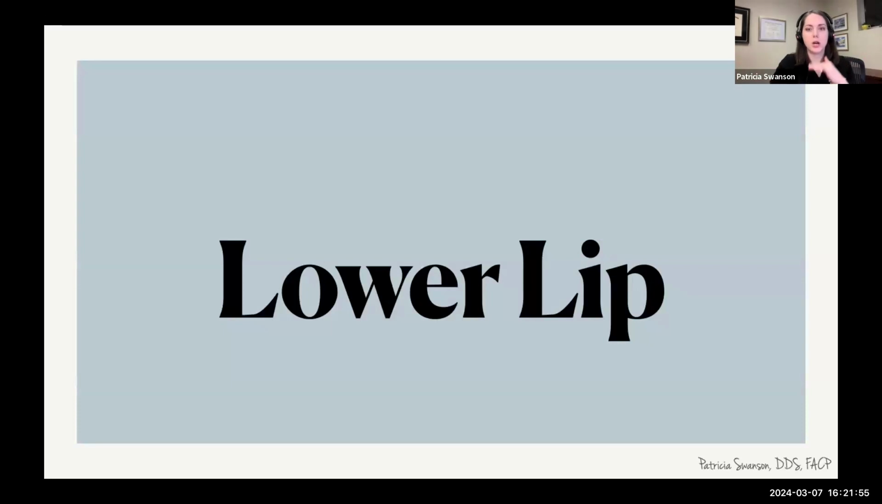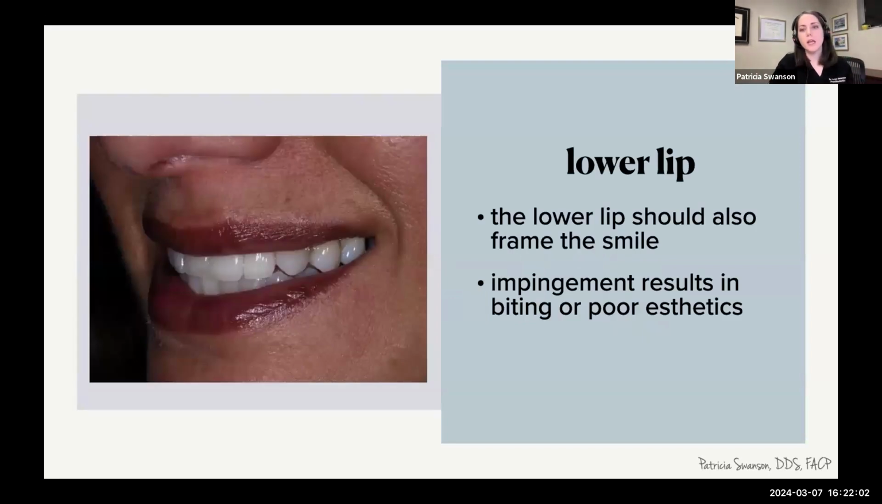So then that brings us to talking about the lower lip. Sometimes it's like the forgotten lip, right? We talk about upper lip display, everyone's getting their upper lip filled, but the lower lip should also frame the smile. And when our maxillary teeth are too long, they can end up biting their lower lip or end up with really poor aesthetics.